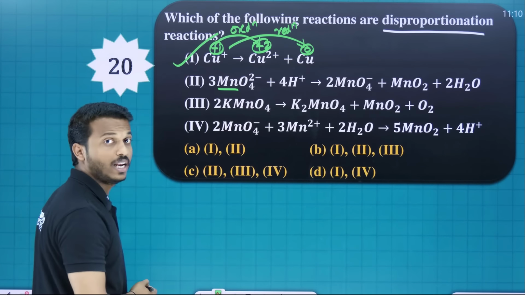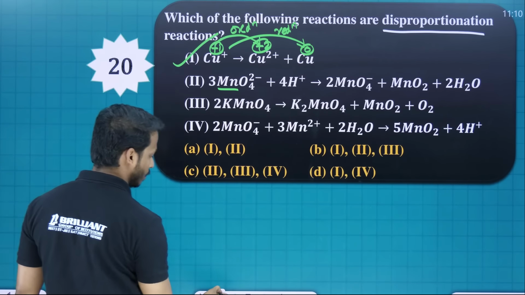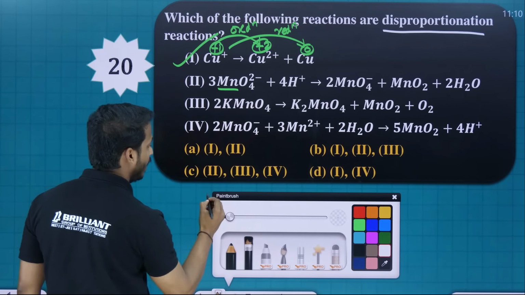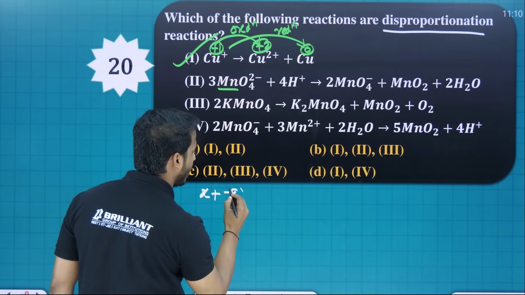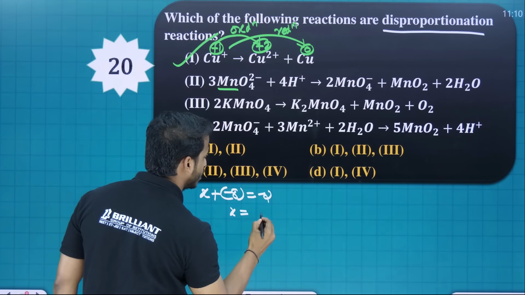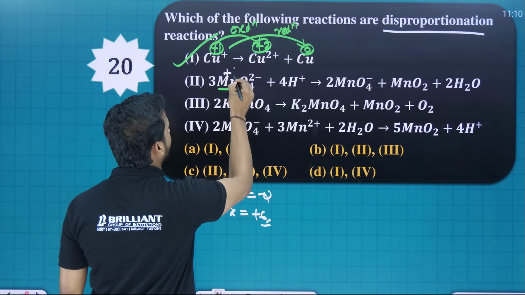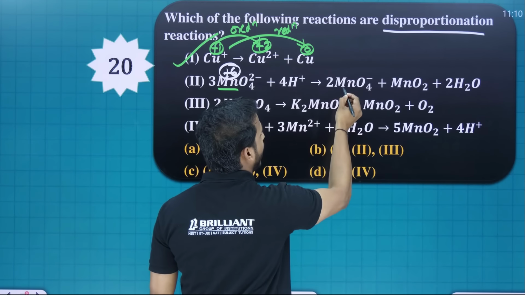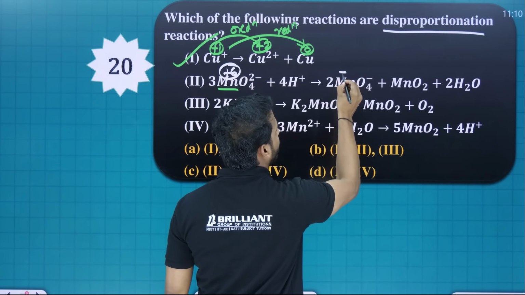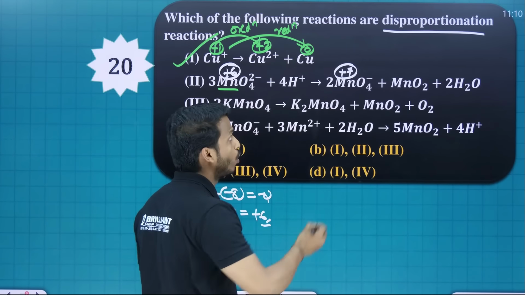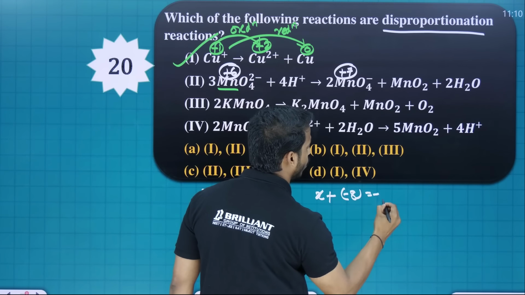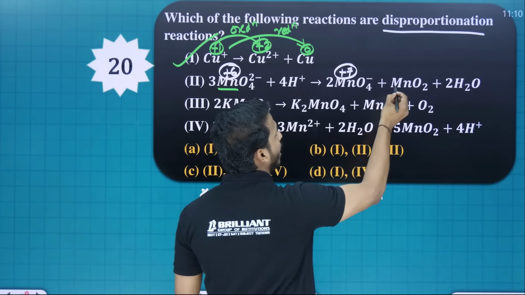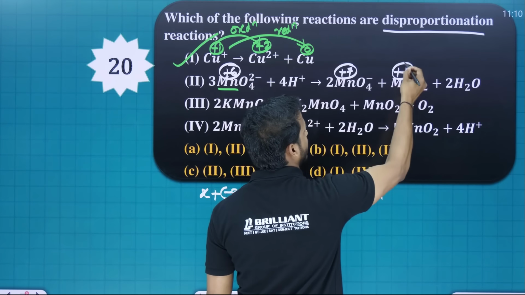What is the charge of Mn in MnO4 2-? We can take Mn as X and each oxygen as -2. So 4 oxygens give -8, overall -2. So X equals +6. So here Mn is +6. What about here? In MnO4 minus, Mn is in the +7 state, because Mn is X, 4 oxygens give -8, and overall -1, so X equals +7. And here in MnO2, Mn will be +4.